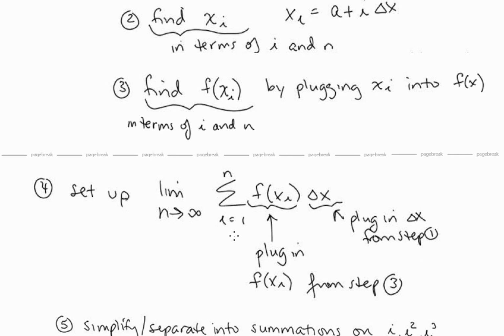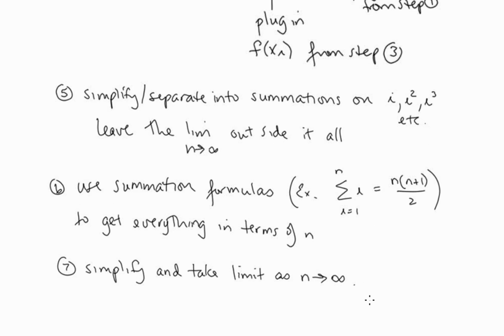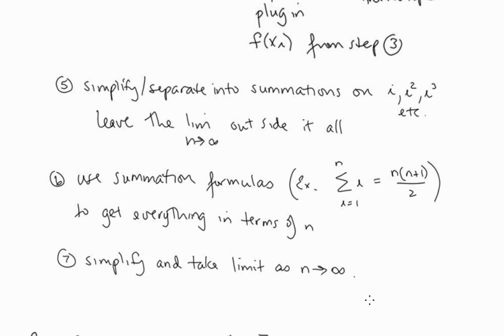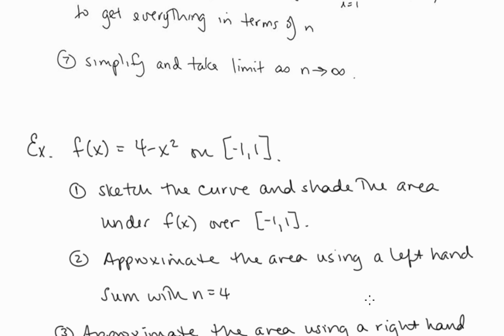set up our summation, and then we're going to simplify and separate our summation into separate sums and use the summation formulas to get everything in terms of n. Then we'll take the limit as n goes to infinity. So let's take a look at an example.